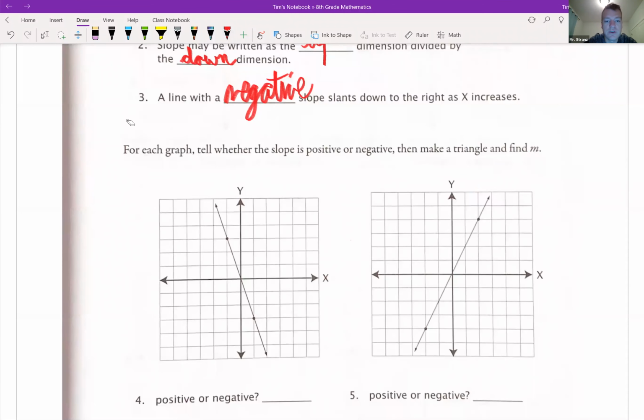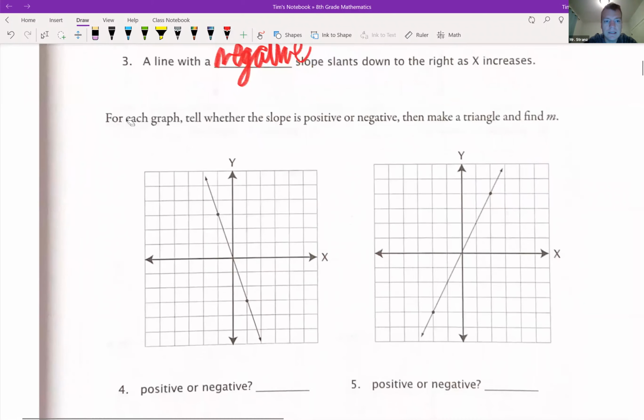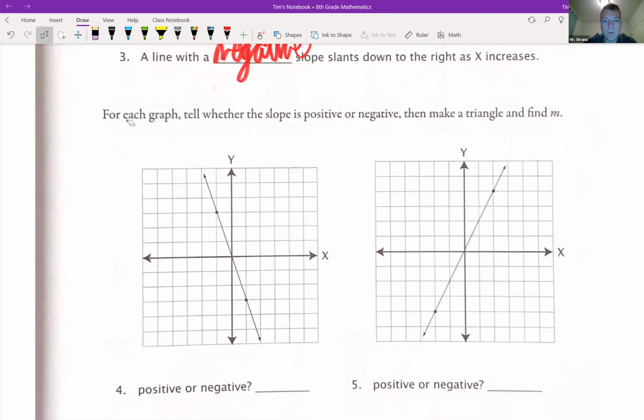So if we look at this first graph down here, it says tell whether the slope is positive or negative. The way I always tell my students is look at the way the line is going. If you imagine this to be a slope, like a ski slope, the slope is going down. Imagine you got a little guy here skiing, he's going down the hill. So this is going to be a negative slope. From left to right, it's going down.